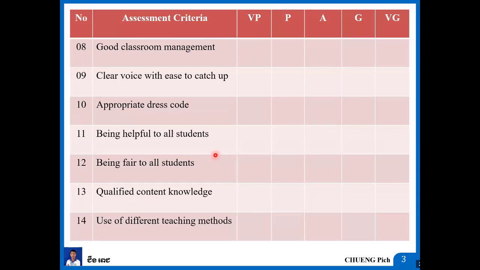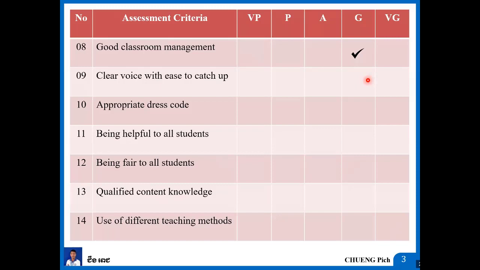So the first one, number 8, good classroom management, whether the teacher can manage the class well or not, or lets the students be poor at classroom management. The students are messy or playing a lot in the class, making noise or something like that. Or the teacher could lead the students to work on the lesson properly and effectively. So you just answer based on your real situation.